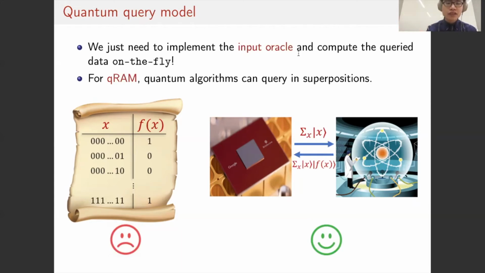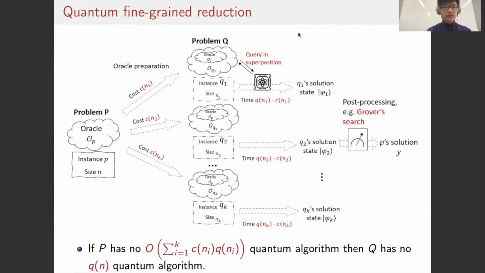Therefore, if the algorithm can solve this problem without accessing all of the data, we can save a lot of time. In quantum, many quantum algorithms can query in superposition to save the number of queries. Based on this intuition, we define quantum fine-grained reduction. From problem P to problem Q, we start with an instance of problem P, with an input oracle O of P. The first step is oracle preparation.